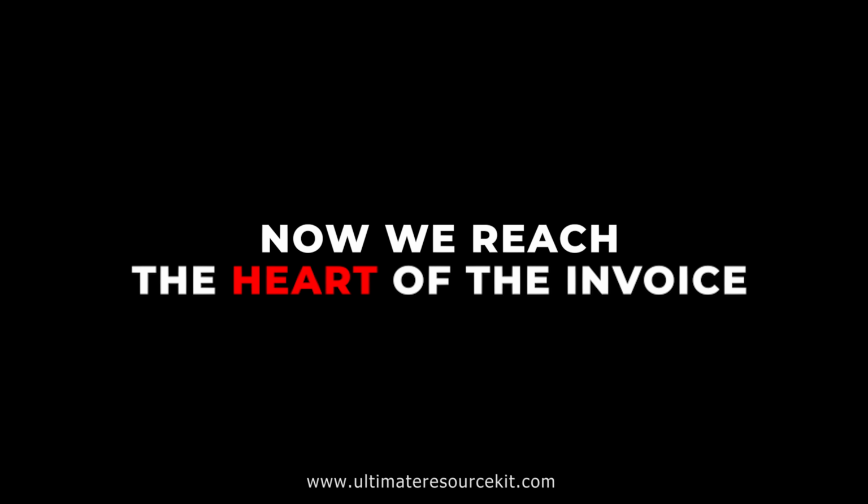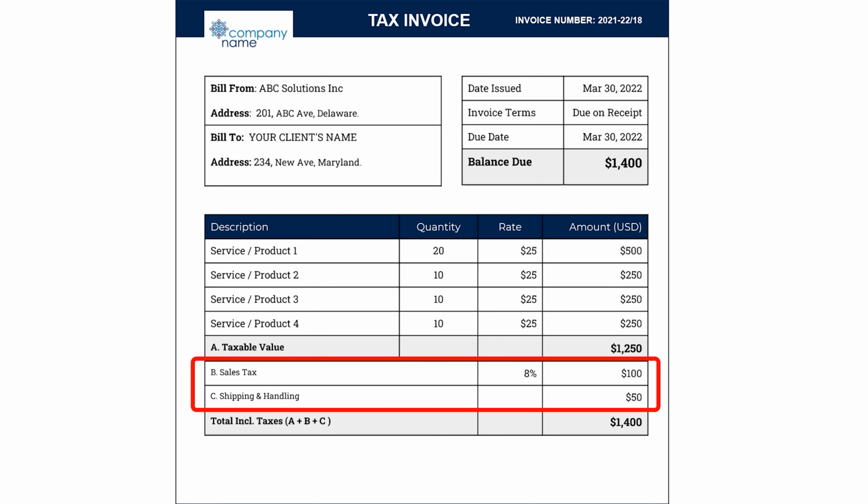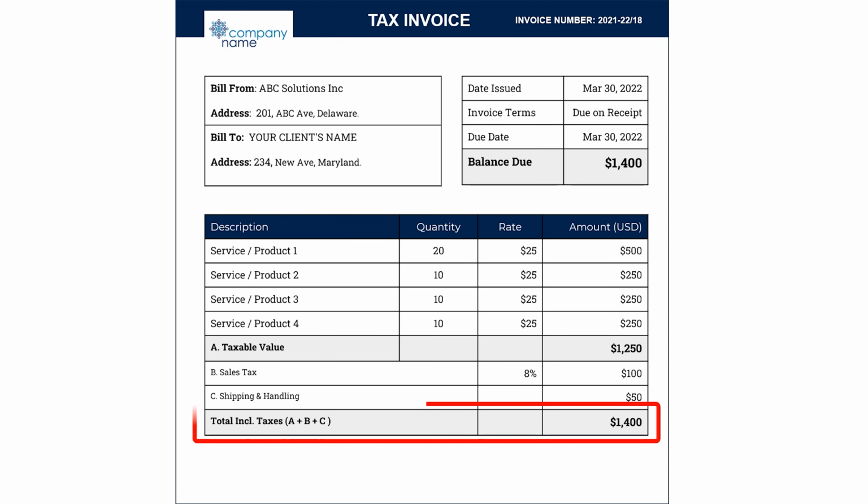Now we reach the heart of the invoice. Description is where you detail the product or service being billed for. Quantity refers to the number of products or hours of service, and rate is the price per unit or per hour. The amount is calculated by multiplying the rate and quantity. This leads us to the taxable value, which is the total for all products or services sold. Then, add any sales tax that applies, and any shipping and handling charges, if relevant. All these values together make up the total invoice amount.